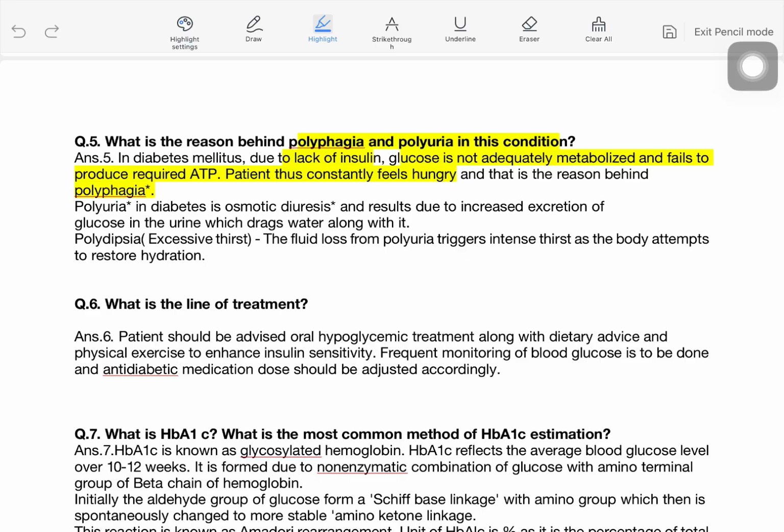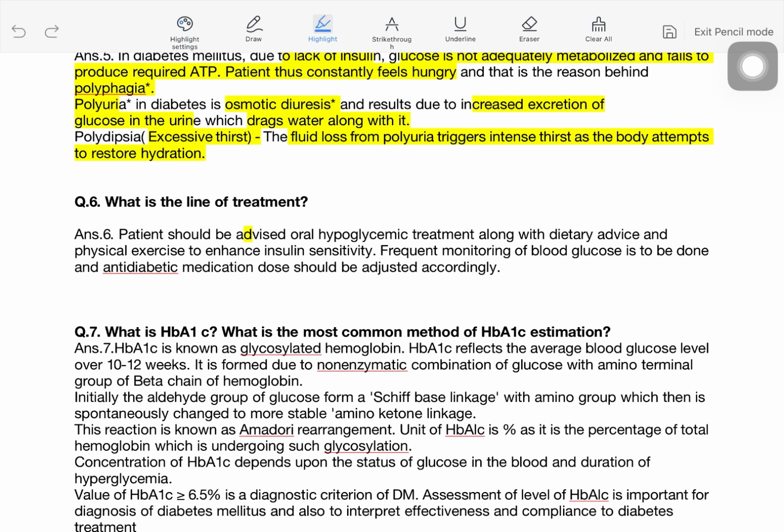Now moving to polyuria. So in diabetes, there is osmotic diuresis. So as a result, due to increased excretion of glucose in the urine, which also drags water along with it, it leads to excessive thirst. That loss from polyuria triggers intense thirst as the body attempts to restore hydration. So moving towards our next question. So what is the line of treatment? Patient should be advised oral hypoglycemic treatment along with dietary advice and physical exercise to enhance insulin sensitivity. Frequent monitoring of blood glucose is to be done, and anti-diabetic medication dose should be adjusted accordingly.